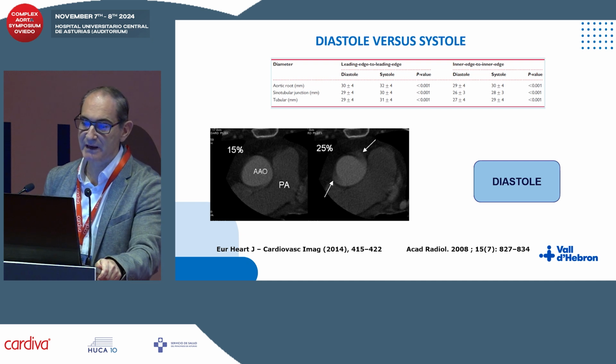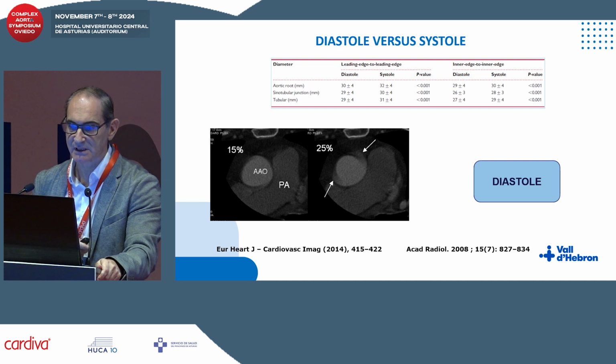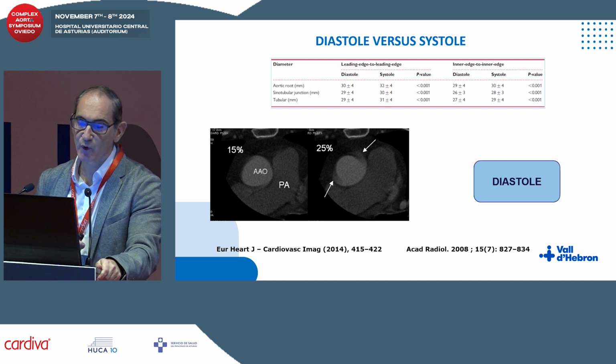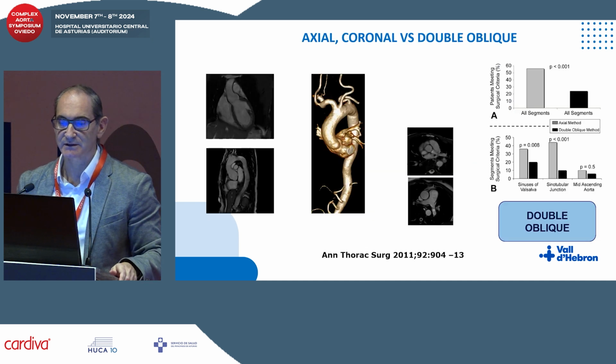We know that larger diameters are expected when we do our measurements in systole, but we have more artifacts because of the mobility and pulsation of the heart. So it is recommended to use measurements in diastole because we have fewer artifacts, and also because we don't have, as you can see here, an increase because of the pulsation of the heart. We don't have artifacts that could impact and lead to a misevaluation of the aortic diameters.